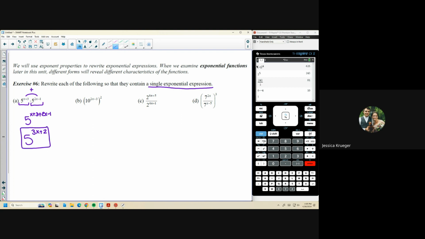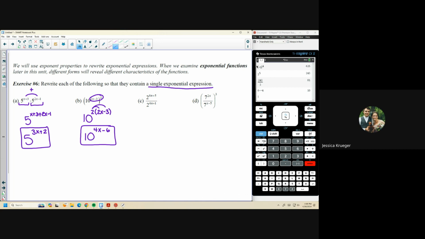Next one, part B. I've got a power to a power. So it would be 10 to the 2 times 2x minus 3. So I'm going to distribute that 2 through, and it'll become 4x minus 6. So 10 to the 4x minus 6.